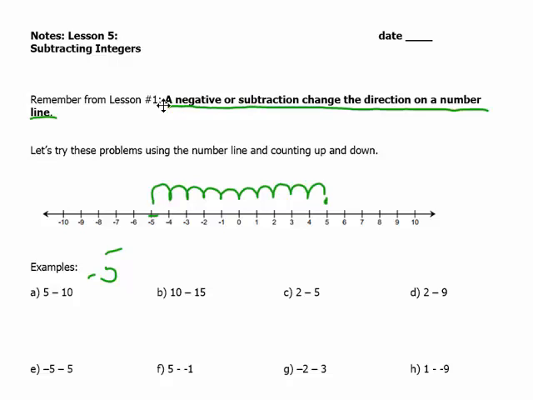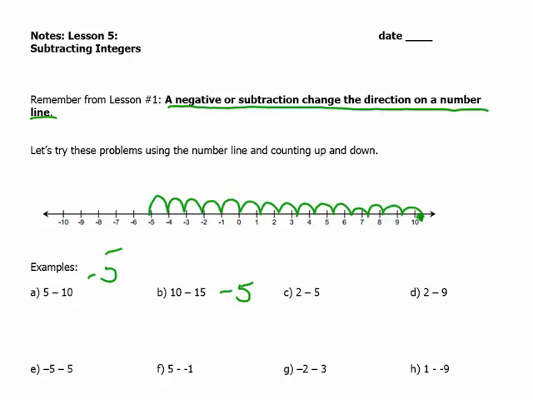Okay, so now let's try the next one. This time they're telling me to start at 10. Negative means we're counting down, so we're going to count down 15. 1, 2, 3, 4, 5, 6, 7, 8, 9, 10, 11, 12, 13, 14, 15. Oh, we ended up in the same spot.